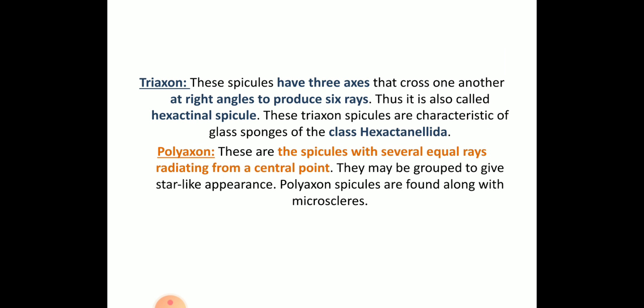Next you have triaxon. Tri means three. Triaxon means three pointed axons merged together. A minimum of two has to be there, and they belong to Hexactinellida. Hexactinellida means six, or consisting of six rays. Minimum two triaxons have to be placed one upon the other, and then it becomes six rays.